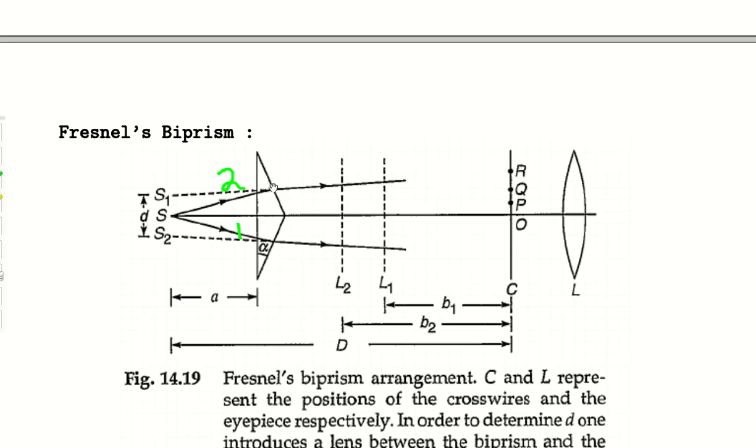Similarly, ray number 2 is deviated in this direction, and if you extrapolate the rays in the backward direction, it appears that they are coming from two different sources, S1 and S2. As we see from here, S1 and S2 look like different sources, but these two sources are nothing but the virtual images of S. So S1 and S2 have to be coherent in nature. So coherent sources are achieved, and interference fringes will appear on the screen placed in front of the Bi-Prism.